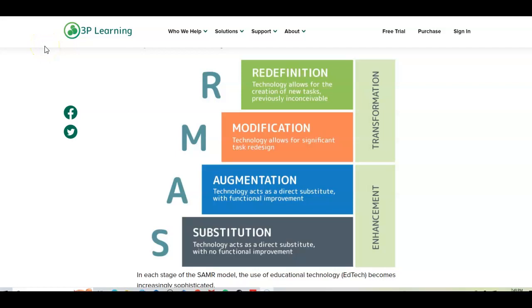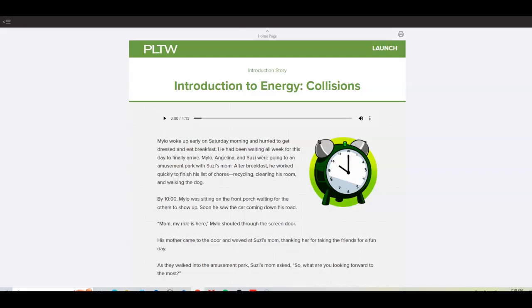I'd like to talk about two lessons in my energy unit with fourth grade. I teach fourth grade STEM, and we learn about collisions and the transfer of energy from one form to another. The first lesson is pure substitution. It's a story that is something students can interact with online.